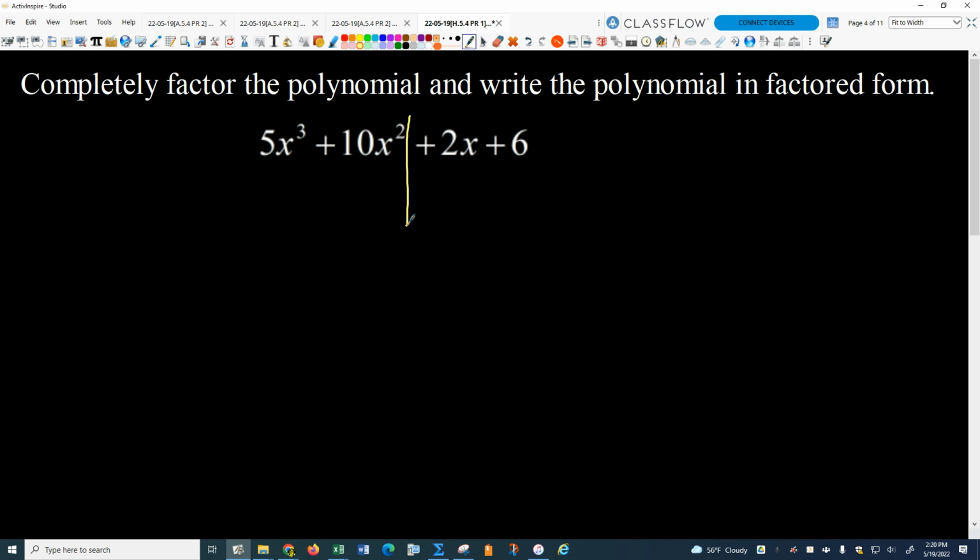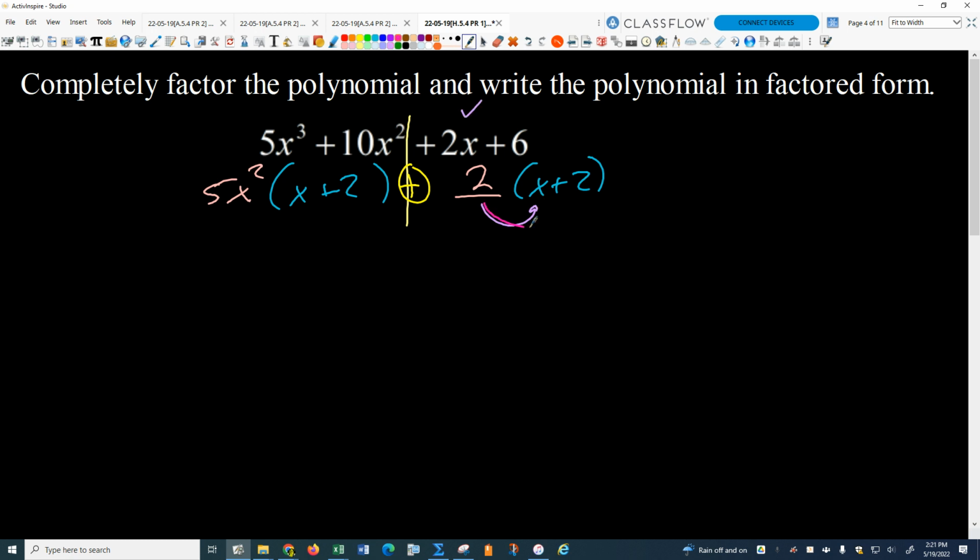How about this one? What would my GCF be from group 1? 5x squared. Okay, what's left behind? x plus 2. Okay, so then we would need to have an x plus 2 over here. Well, what times x is 2x? 2. But now let's check it. See what happens if I check it. So 2 times x is 2x, but 2 times 2 is 4, not 6. So did it work? Didn't work, right?